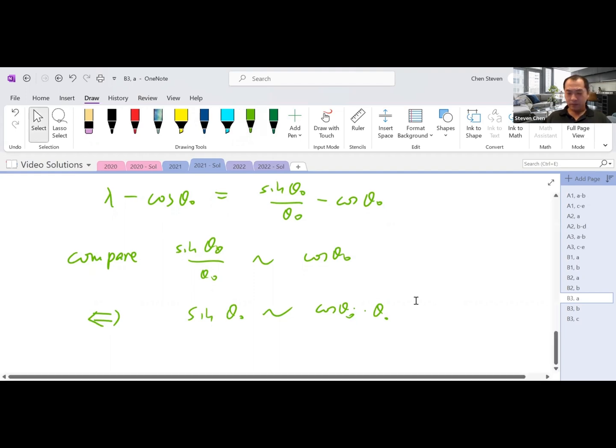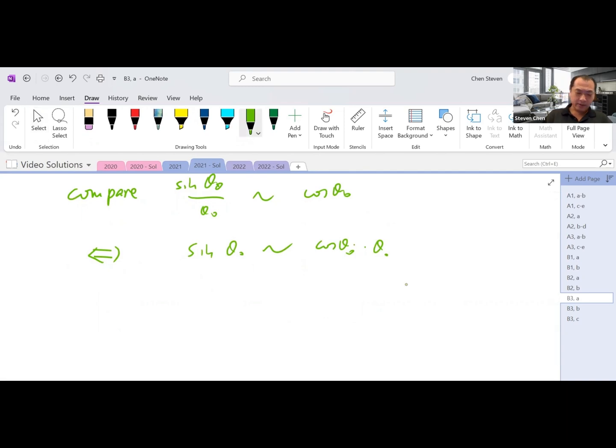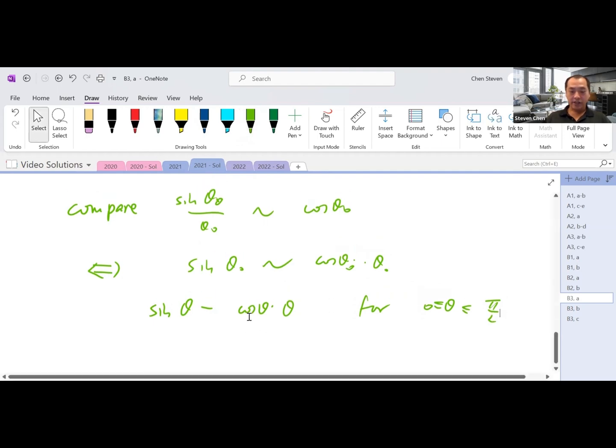Well, let's do the following. To compare these two, it is equivalent to finding the sign of this function for theta from 0 up to pi over 2. So let's check the sign of this function.